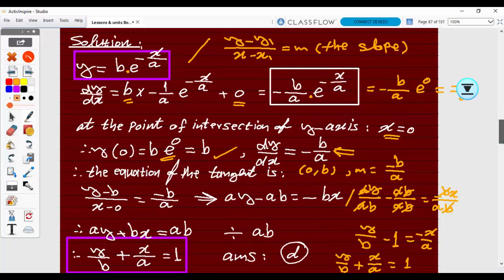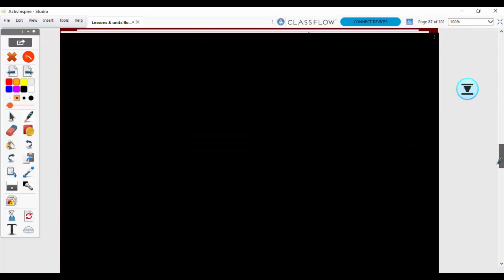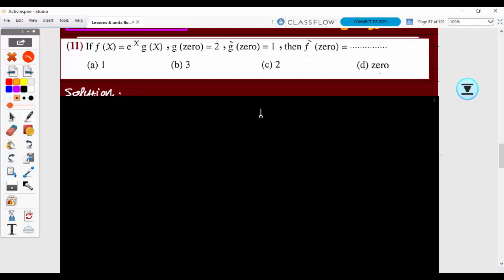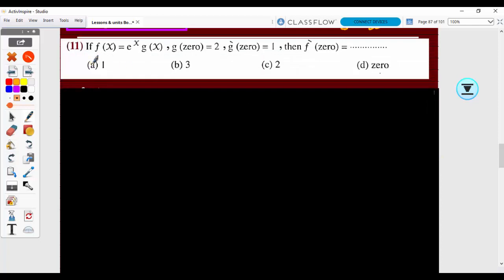Next question. If f of x equals e power x times g of x, and g of 0 equals 2, g dash of 0 equals 1, then find f dash of 0.